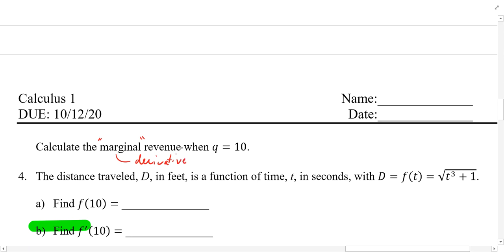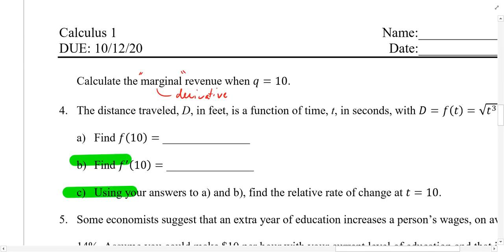So the marginal revenue is how much the revenue changes when we are producing, in this case, 10 items for sale. Is the revenue going up? Is the revenue going down? And based on this marginal or derivative cost of the revenue, the business owner or manager can decide to either produce more or fewer goods in order to meet market demand.